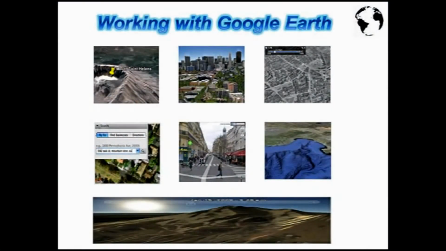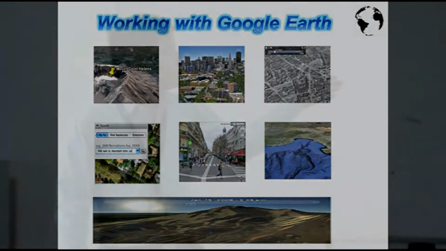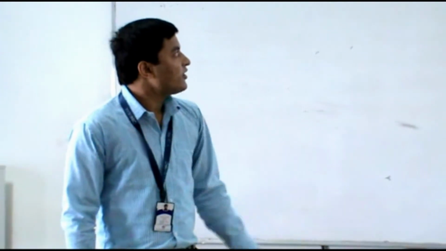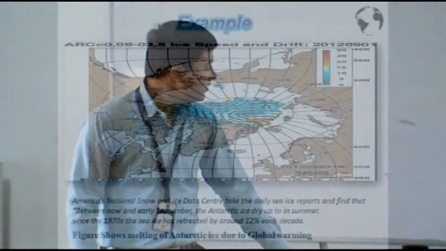Working with Google. We all know Google provides these types of facilities. We can put a pinpoint, we can find out the satellite view, we can find any address or location from Google Earth, street view, ocean view or daylight view. So these are the functionalities provided by Google Earth.